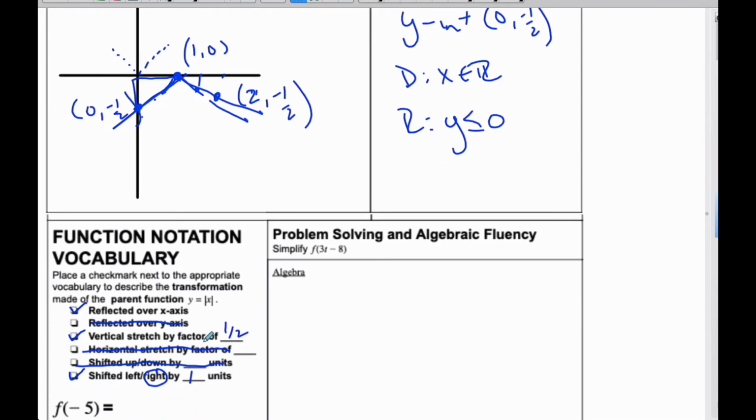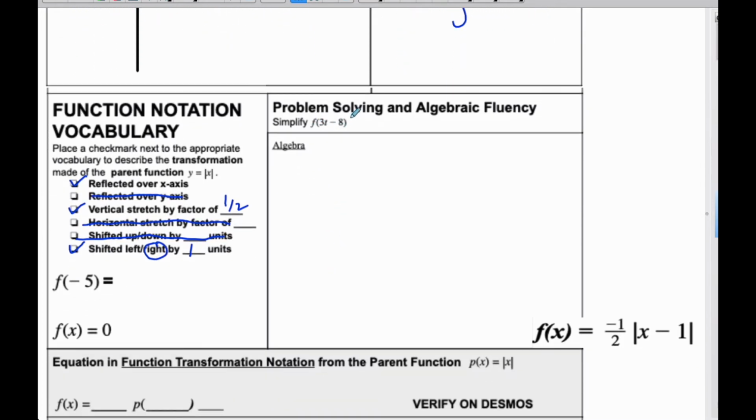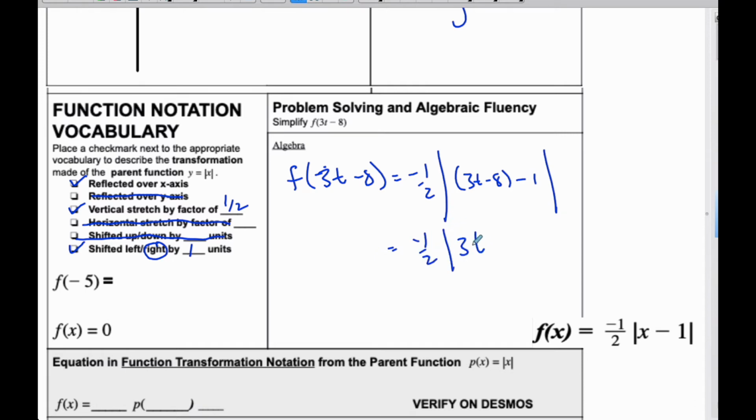All right, so we've done our function notation. Now the problem solving and algebraic fluency. f at 3t minus 8: if I plug this value into my function, this is my x value, so negative 1/2 absolute value of 3t minus 8 minus 1. Taking out the parentheses, minus 8 minus 1 is minus 9, and this is the end. That's as simplified as I can get it. I cannot take the absolute value sign off.